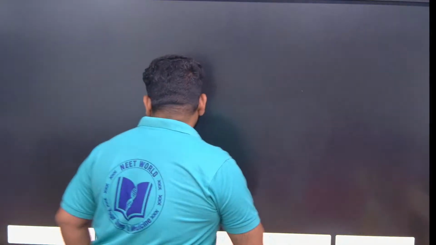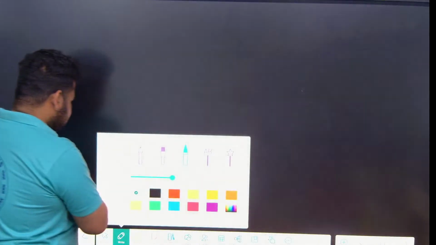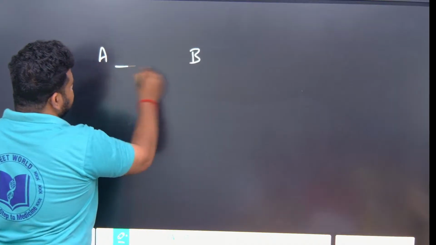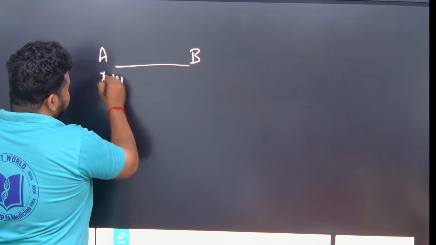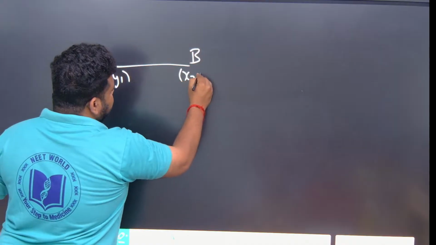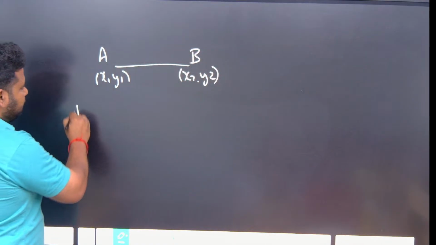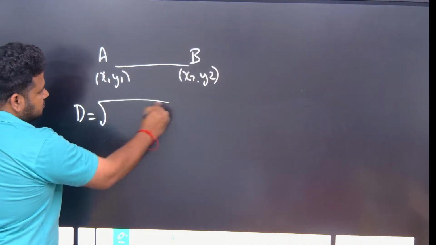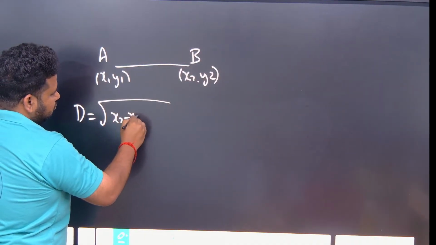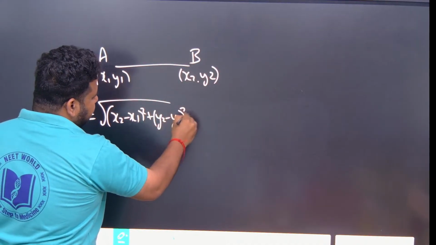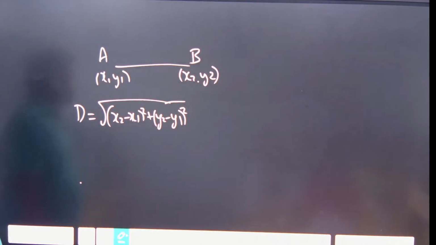Now, when we talk about 2D geometry or straight lines, the first thing you must know is what? Suppose we take 2 points A and B, (x1, y1) and (x2, y2). What is the distance formula? It is the square root of (x2 minus x1) whole square plus (y2 minus y1) whole square. Correct? This is what you know.